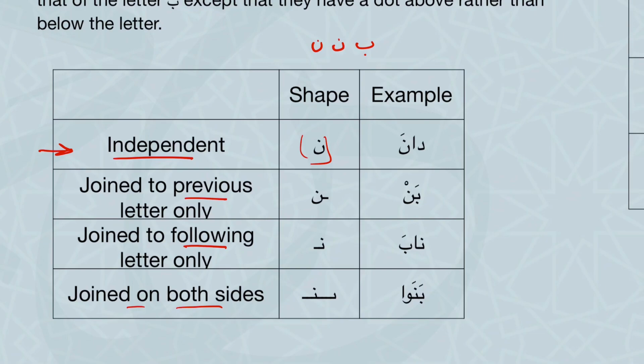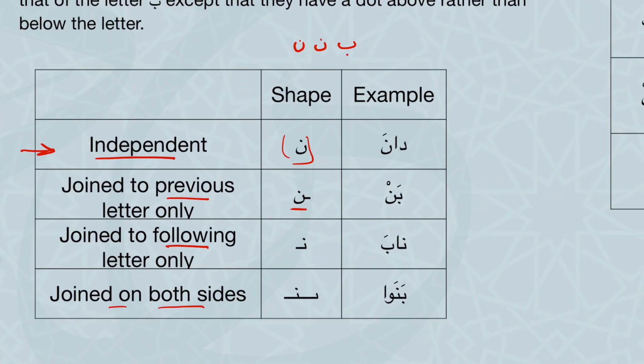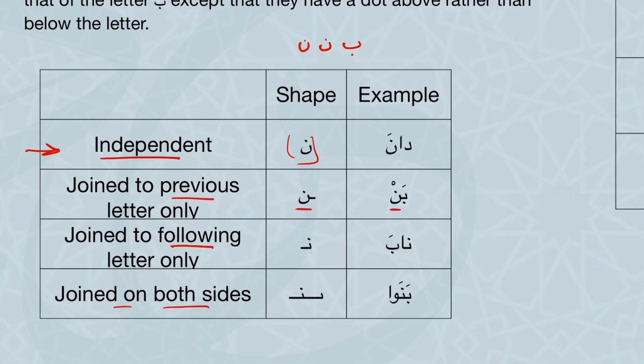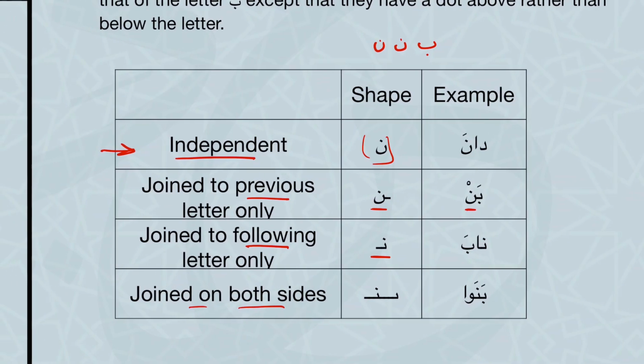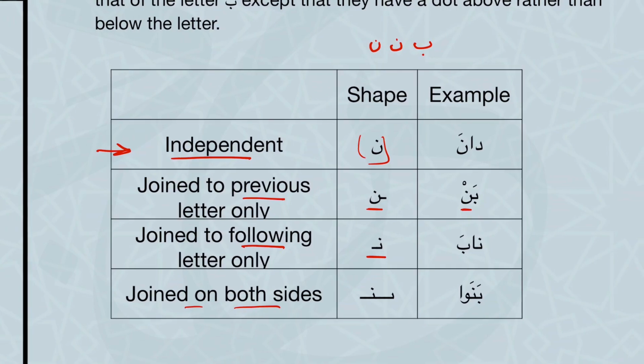And the final noon, or in the final position, or joined to something before it, this would be ben. Funny enough, if you change one vowel, this word would mean coffee beans, which is bunn. If I say bun, it's actually coffee bean. And this shape is when it's joined to something that follows it.